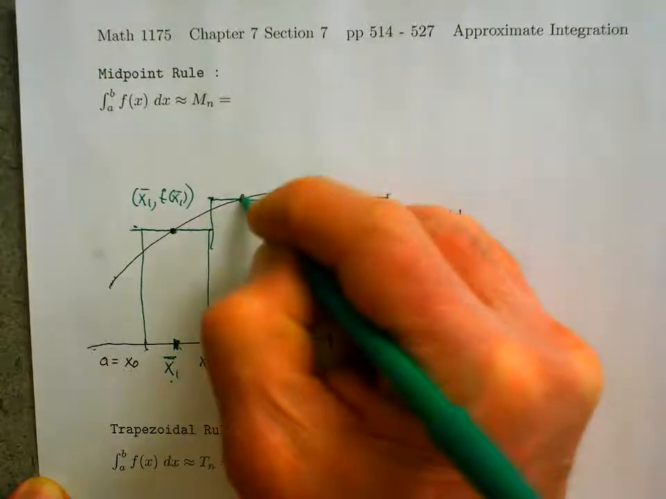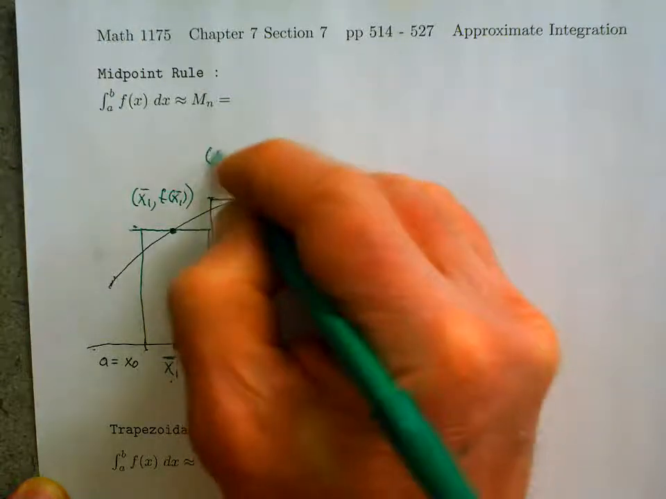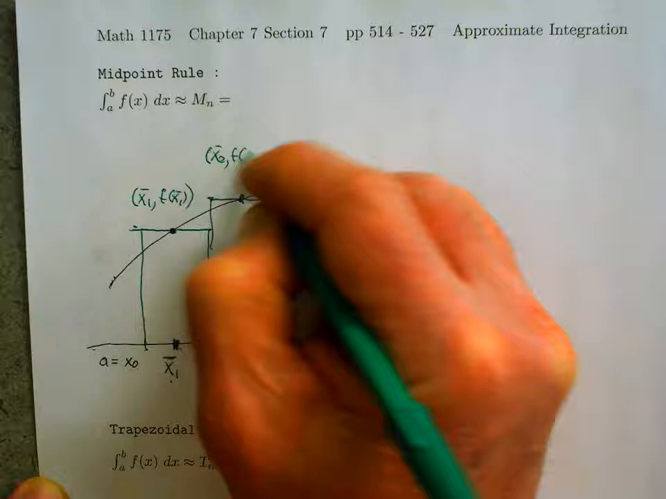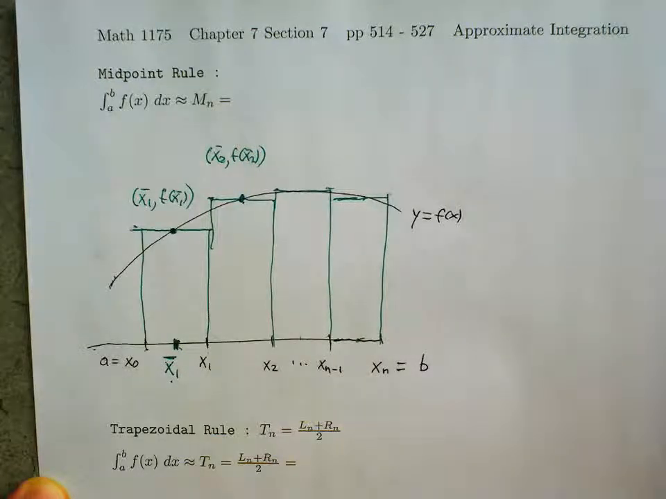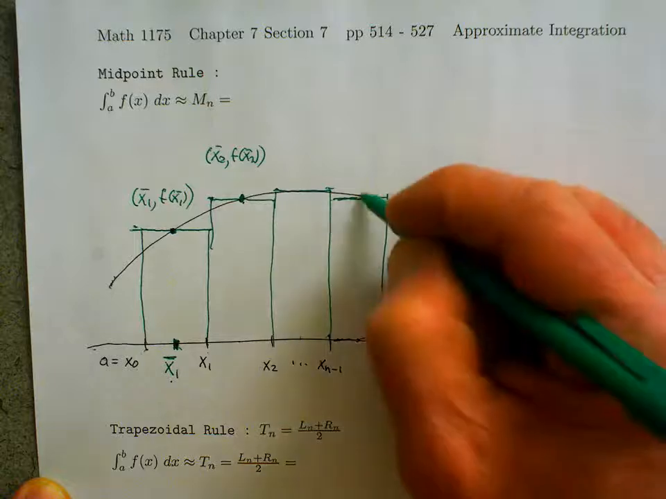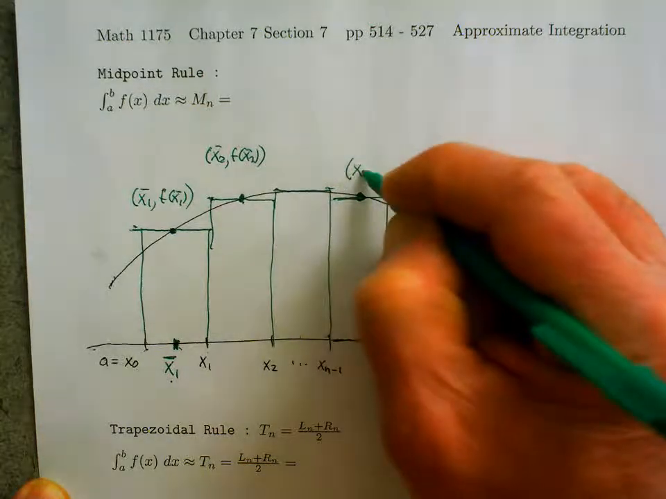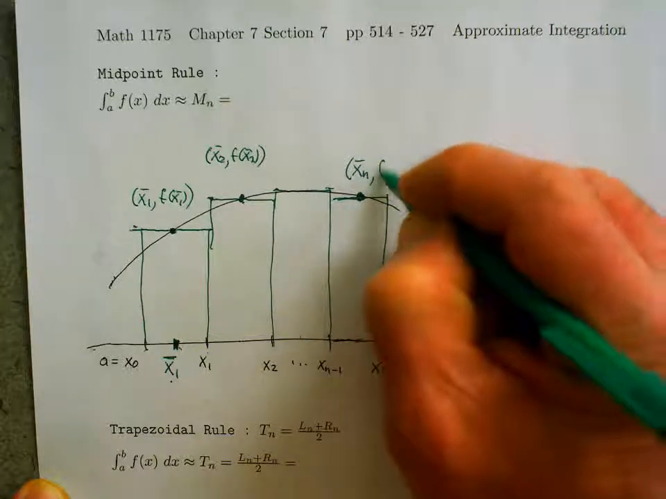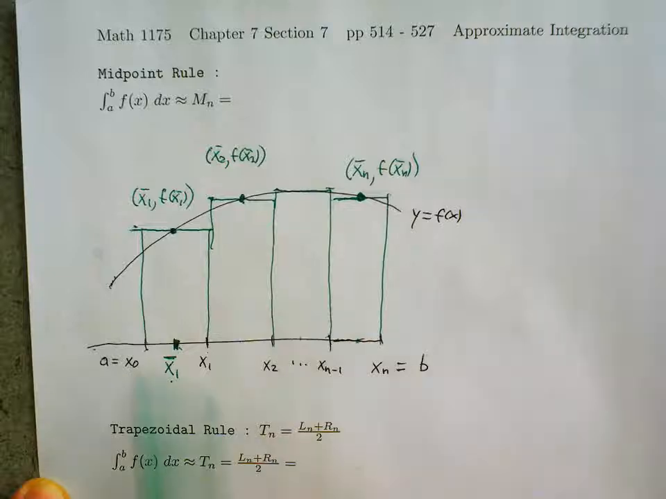Okay, let's label a couple of the other points. This point, x sub 2 bar, f of x sub 2 bar. And we need the last one, x sub n bar, f of x sub n bar. And the width of each of those is delta x.